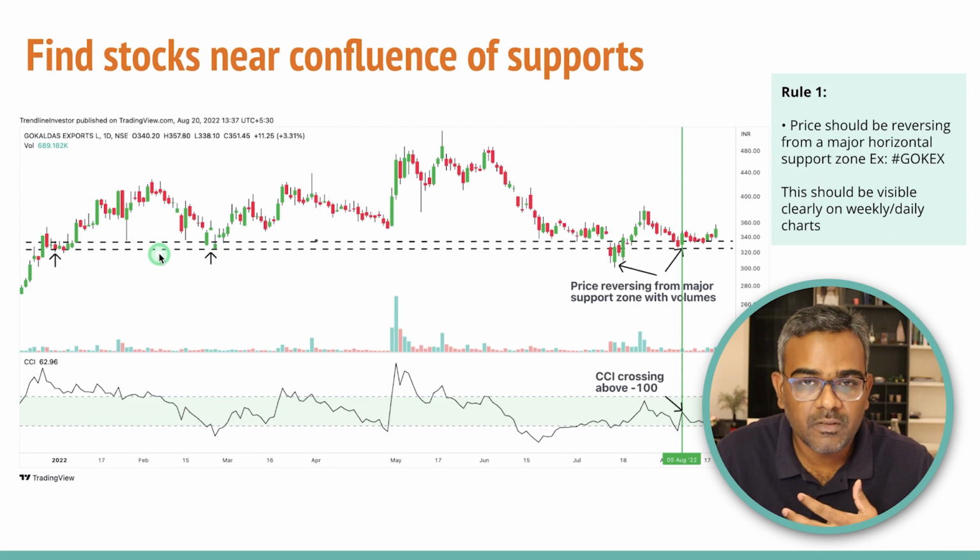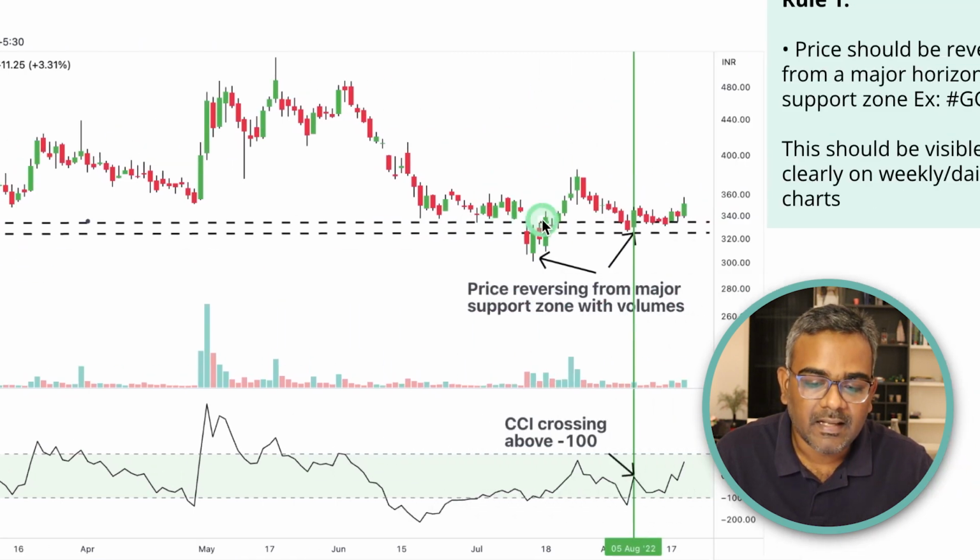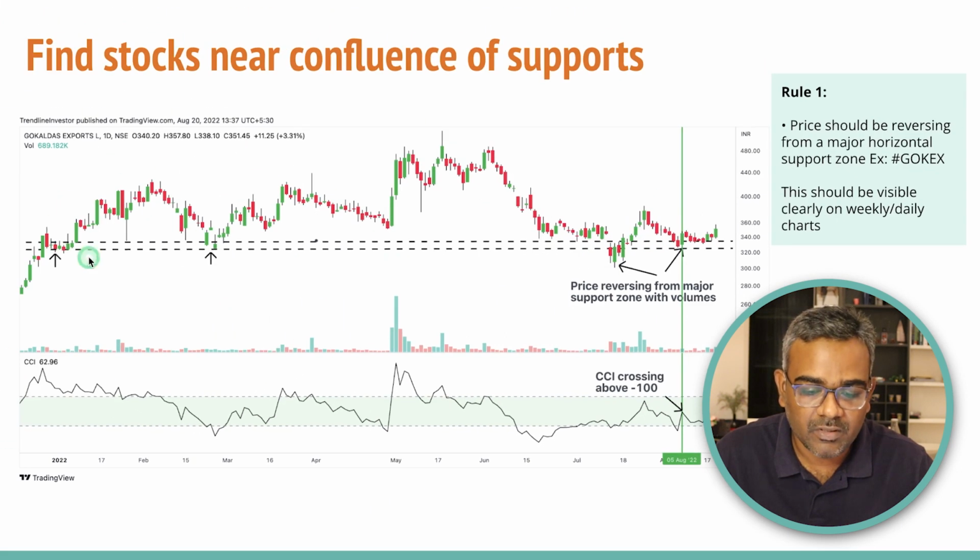Now horizontal support zone basically means the stock should have reversed multiple times around a particular area. Right? For example, if you see here, this was the first time, the second time, and the third time here, and again the fourth time here. And that's when I'm taking a trade, because I know this area is already a very strong reversal zone, and probably can take a trade over here or over here.